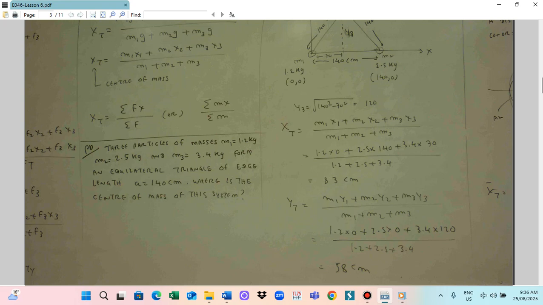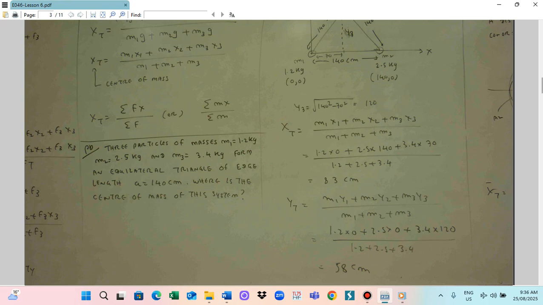So then into also 0. N3 is 3.4 into 120, divided by 1.2 plus 2.5 plus 3.4. And therefore the Y total can be calculated as 58 centimeters. So this is the way that we calculate the center of gravity, center of mass for those equilibrium types.